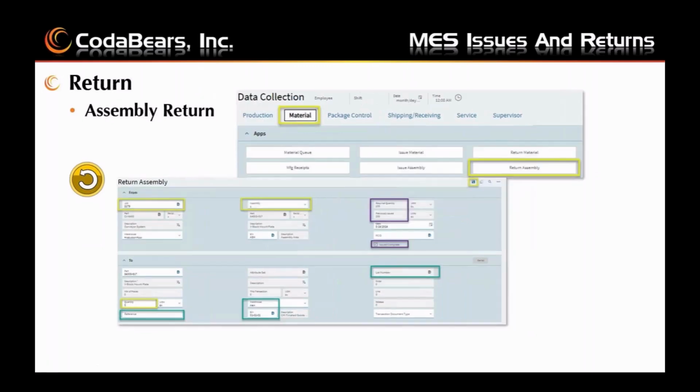If you need to return a single assembly for your production jobs, you can use the return assembly button on the main data collection screen. Again, with the material card tab, you can press the button for return assembly. And again, you can search for your job using the little magnifying glass or enter it if you know it, and then pick the assembly from the drop-down box. And here you can see what the required quantity is and the previously issued quantity, and you can see for information that it was issued complete previously.